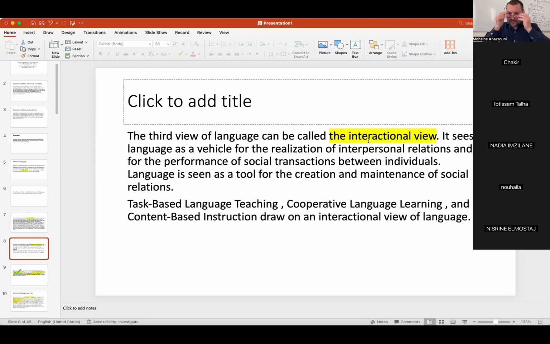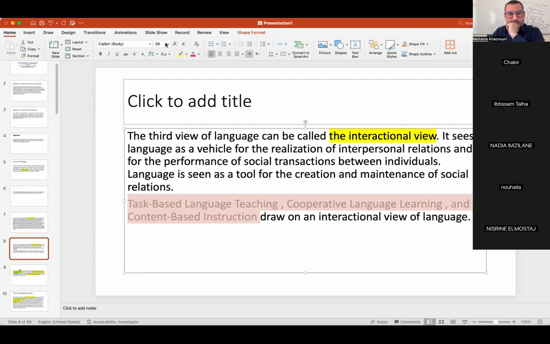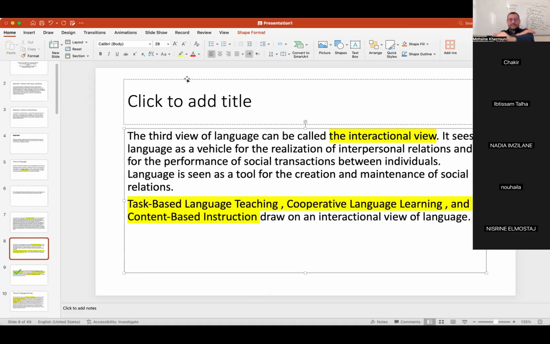Good. Okay, Ibtisam, what do we call these? We call them methods. Good. And which approach are they based on? The interactional approach. Very good. Because all of them highlight the social, the interactive, the cooperative. Cooperative. And because the interactional view is based on communication, that's why these methods are based on this approach.